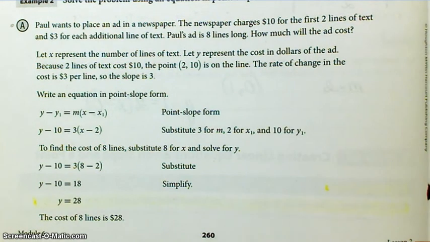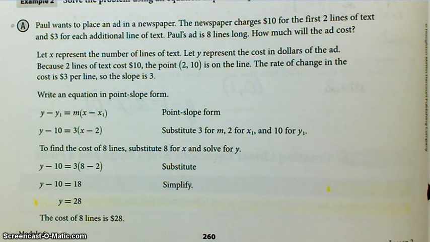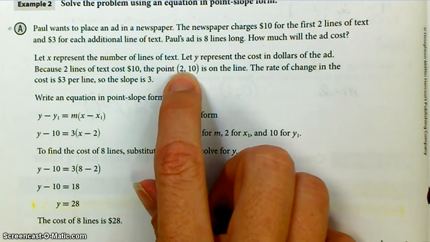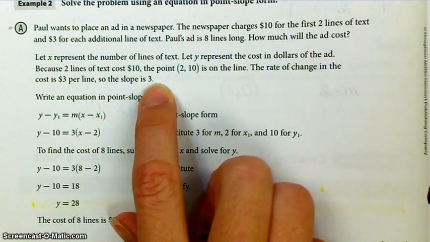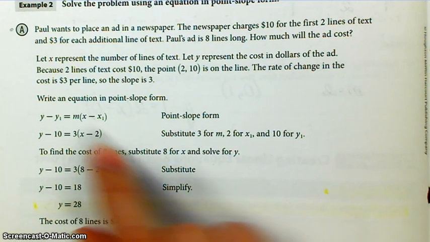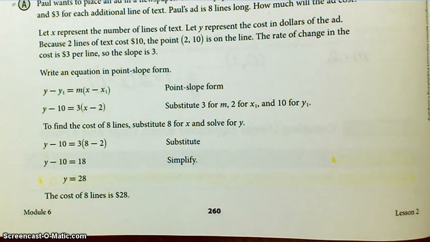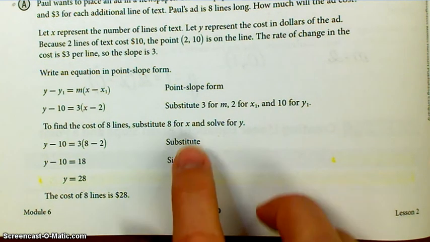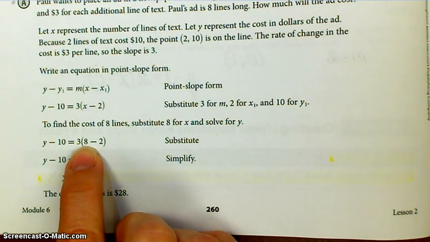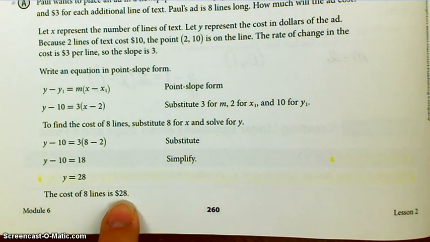So I can take those 2 pieces of information and write an equation in point-slope form, which is actually what they've done for you. So they've taken the y1 and put it here. They've taken the x1 and put it here. They've taken the slope and they've put it here. Okay? So you have y minus 10 equals 3 times x minus 2. Then, if I know I'm going to buy 8 lines, then all I need to do is substitute 8 in where the x is, right there, and then you solve for y. So 8 lines of text costs $28.